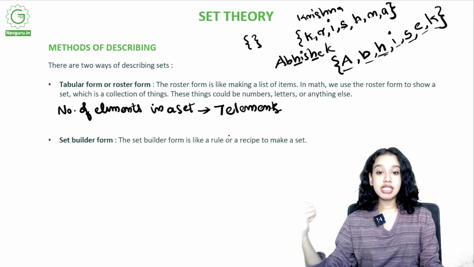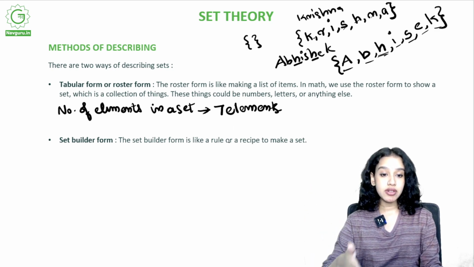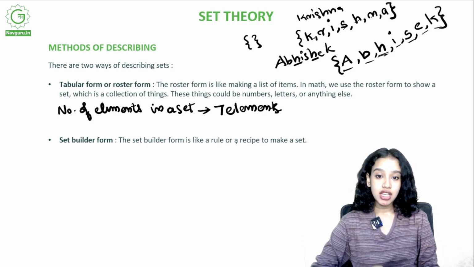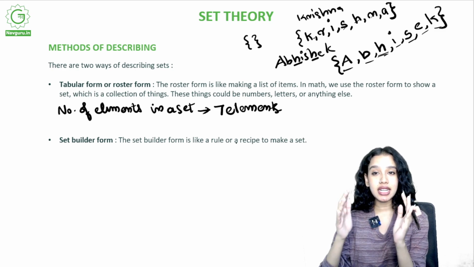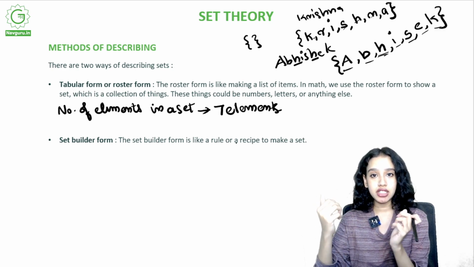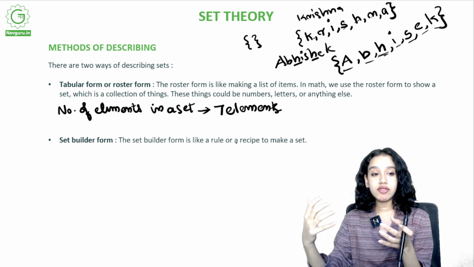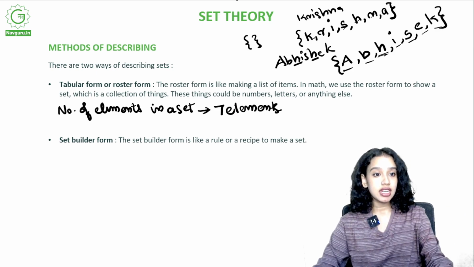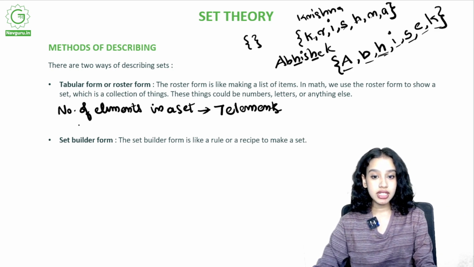Now let's talk about the set builder form. The set builder form is like a rule or a recipe to make a set. So what is set builder form? Set builder form is actually a statement. It's like a rule which is made to build the set. Let's see about this set. Okay, the first set we made was of Krishna, right?